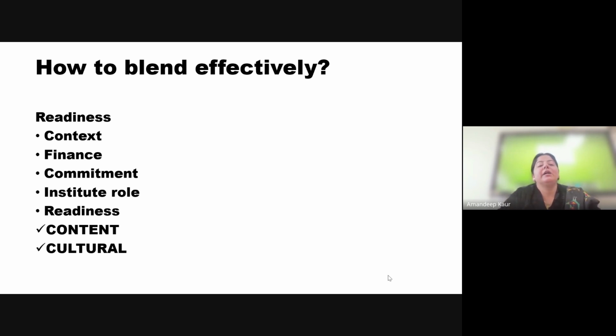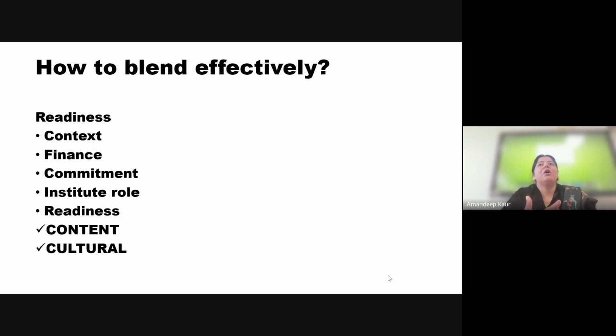Readiness mainly in terms of the content and mainly in terms of culture. Why are we talking about culture here also? Because in India we have a diverse student population with different cultures. They have different previous experiences as far as their education is concerned. So depending upon the cultural aspects also, we need to design subjects and courses in such a manner that my student population is able to cope with them.